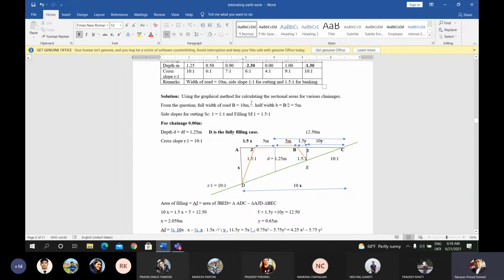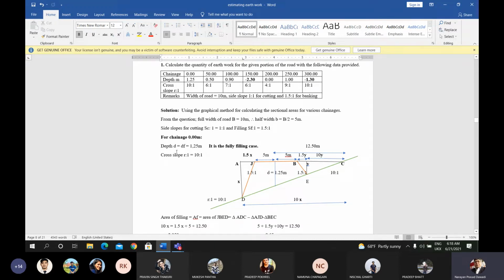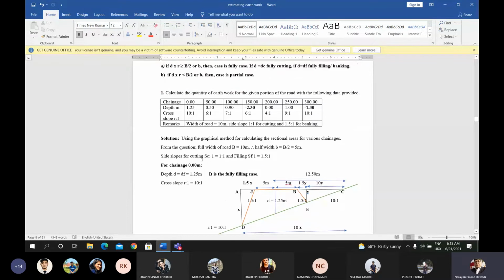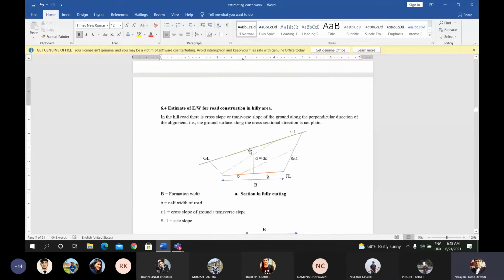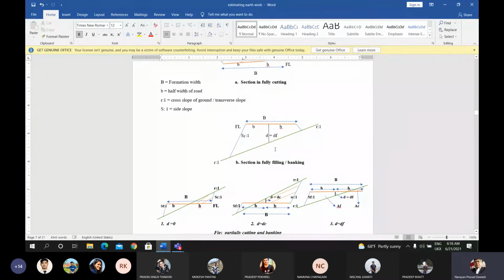Now, using the graphical solution, I have done the numerical problem for the chainage. Look at the chainage. For this chainage, the depth is given. In a fully filling, banking case, you have to draw this type of figure. You have to draw this fully filling figure first.